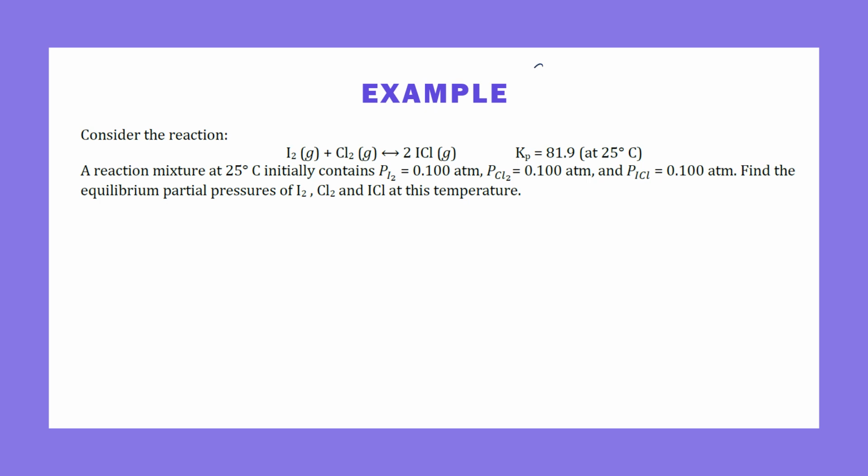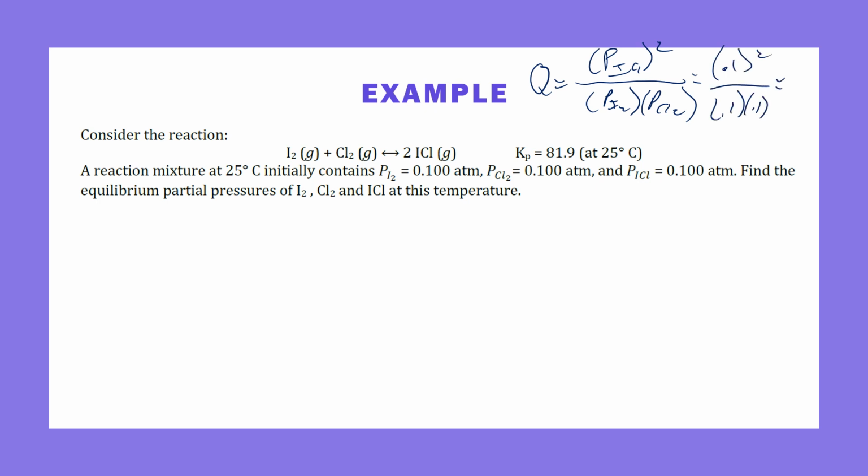So let's write the expression. We have the pressure of ICl squared over the pressure of I2 times the pressure of Cl2, and we have 0.1 squared over 0.1 times 0.1, so we just get 1. So if Q is 1 and K is 81.9, K is much larger than Q. In order to reach equilibrium, we need to make Q bigger so that they become equal, and to make Q bigger, I need more products, so it will shift towards the product side.